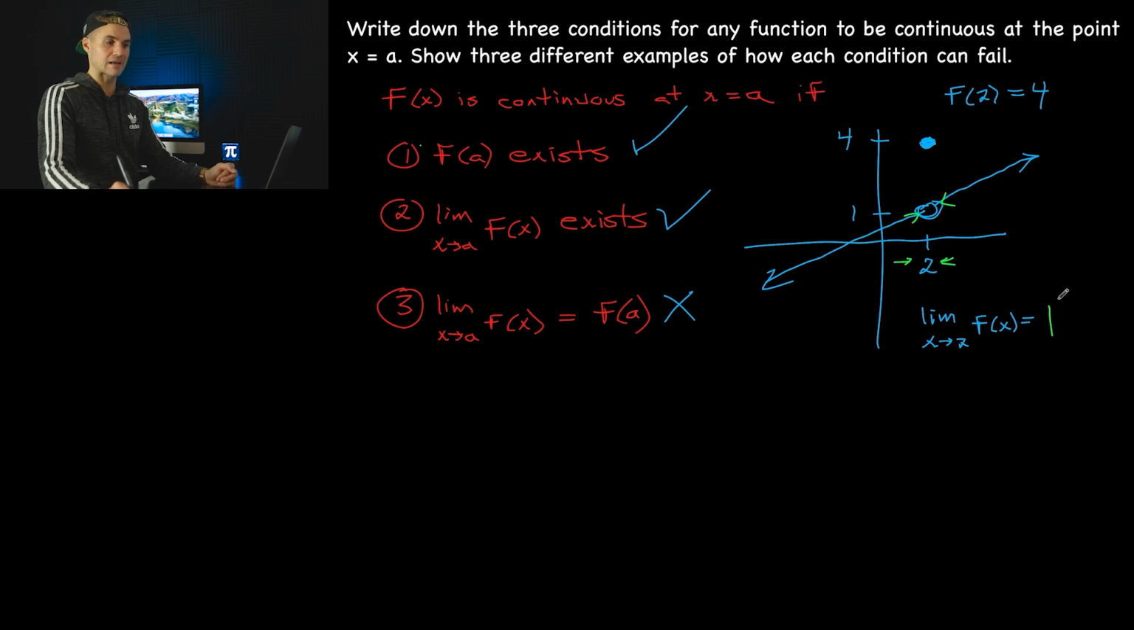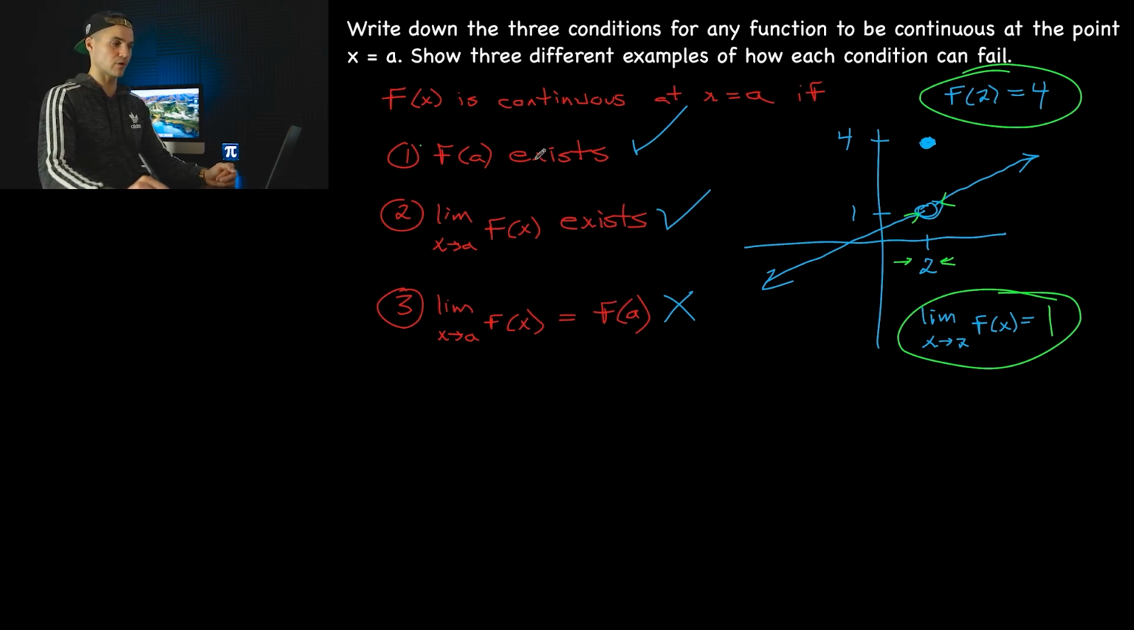However, notice that both of these are different. They do not equal each other, right? F of 2 is equal to 4. This limit is equal to 1. And because these two are not equal, the third condition fails, right? So this is an example of where condition 1 and 2 can pass, but condition 3 can fail. So just be on the lookout for these kinds of questions on your test.